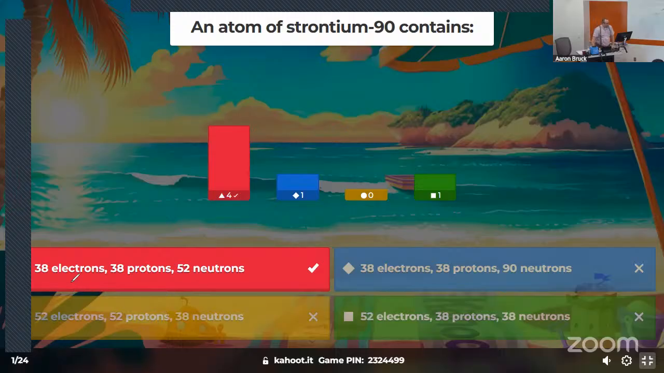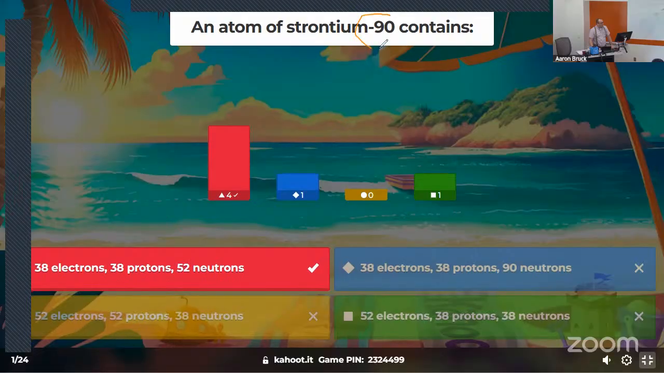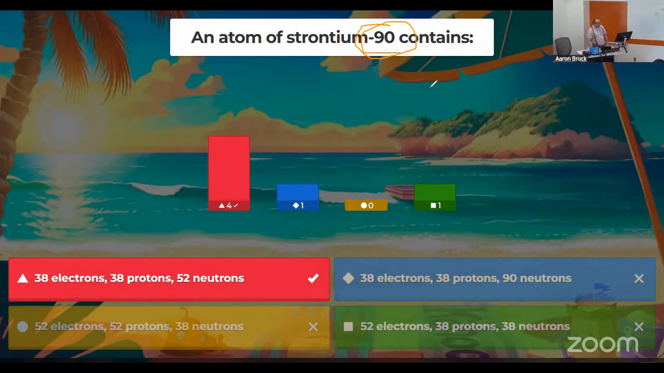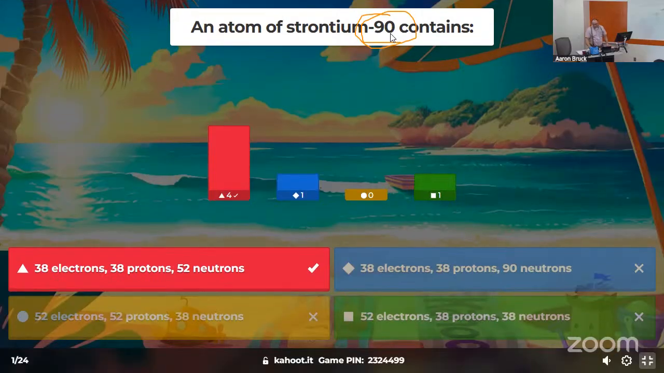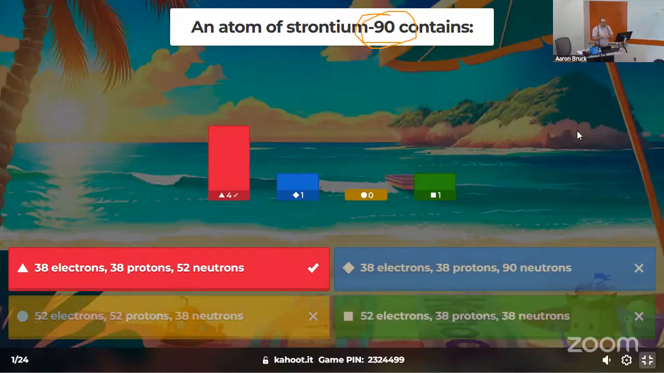Okay, most of us are correct here. What we have to remember is what it means when we describe something in this way, say, strontium-90 or anything else for that matter. What we have to remember is that that 90 is the mass number, the number of protons plus the number of neutrons in that nucleus.